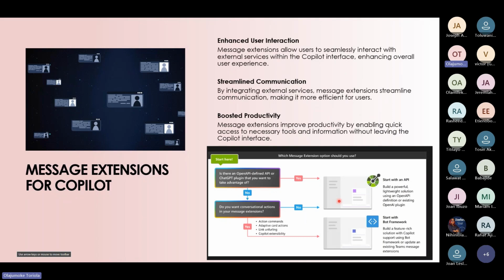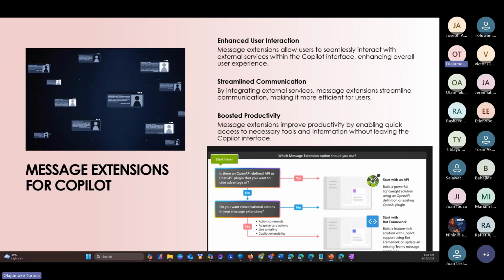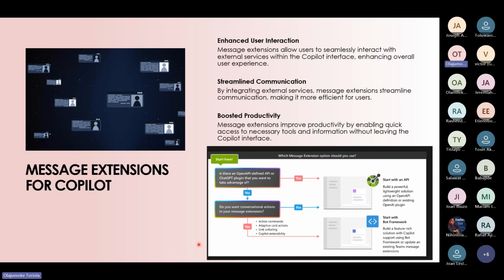Another way you can extend the functionality of your Copilot is through message extension. Message extension enables users to interact with external services directly with the Copilot. I don't know how many of you have seen adaptive cards in Microsoft Teams, or you can create chatbots in Microsoft Teams. These are things you use to extend the functionality. Message extension allows users to interact with enterprise services through Microsoft Teams chat.